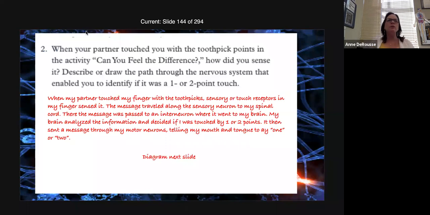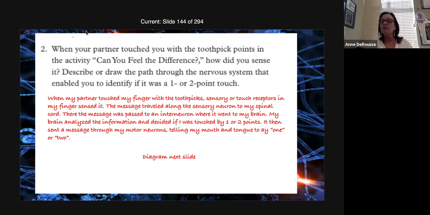So this one's really important because there is going to be a question on your test that's going to ask you to put this all together. And on a test, I would even allow you to do this in steps, which might make it easier to see. Number one, when the toothpick touches, there are touch or sensory receptors in my finger. Those receptors were stimulated by the pressure and started an impulse. Number two, an impulse was started.